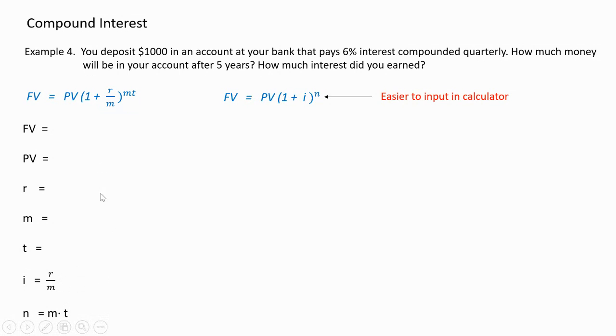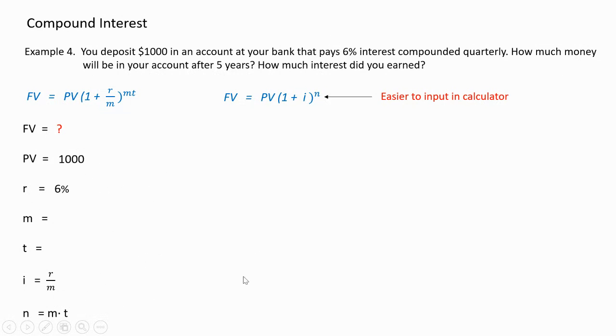Okay, so here, what are we looking for? We're looking for the future value because it asks how much money will be in your account in 5 years. So right away, we know the future value. Now, the money that's there has to be your present value, 1,000. What's my interest rate?